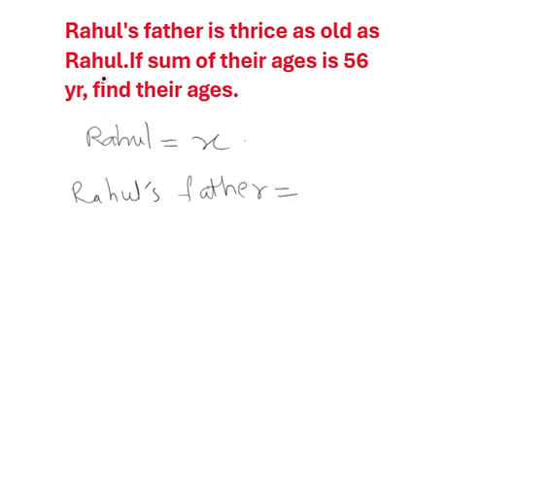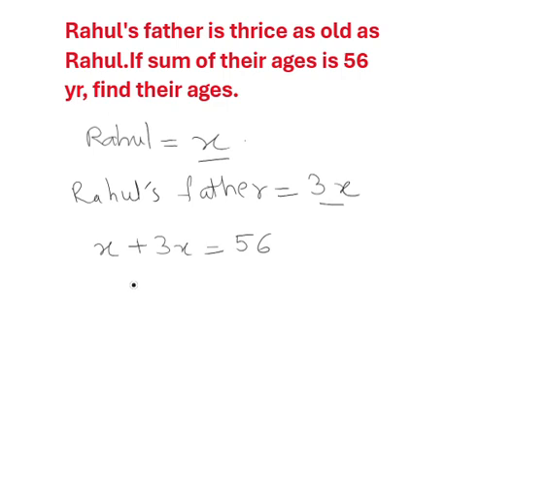he is thrice the age of Rahul. That means it will be 3x. Now if the sum of their ages is 56, that means this plus this will be 56. x plus 3x is equal to 56. Now to find their ages, if we solve this equation, we will easily get their ages.